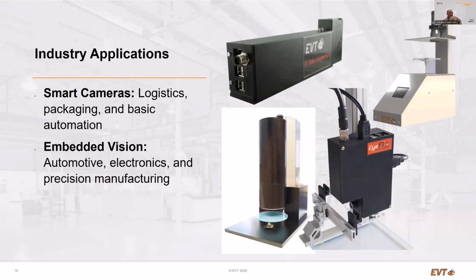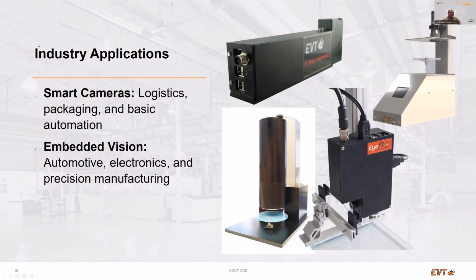Here I have some examples of industry applications where to use a smart camera or where to use an embedded system. And of course, the question here, and that's why I selected it, is whether these are embedded systems or smart cameras. Because I defined a smart camera as having the CPU, the camera, the lens, the light in one housing, and of course the software.